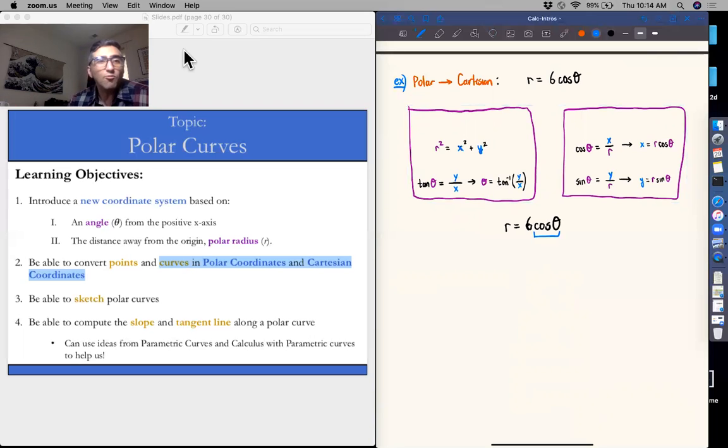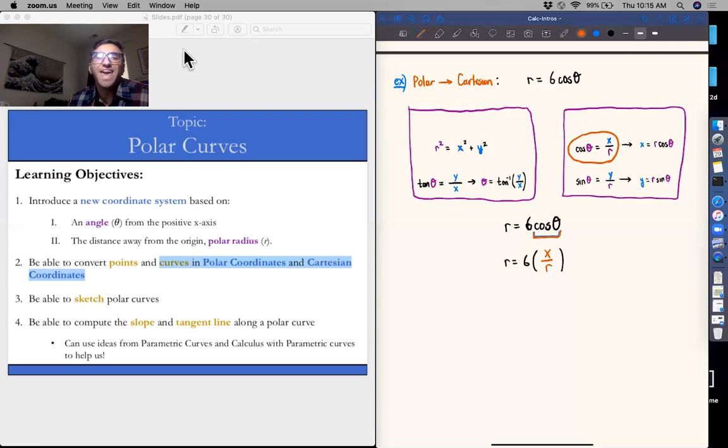And why is that? Well, at least if I get rid of this cosine of theta, I'm not going to introduce any more thetas. So I'm inching closer towards maybe only x's and y's. And in fact, if we look at what cosine is equal to, we can see that cosine of theta is equal to x over r. So we can write that r is equal to 6 times x over r.